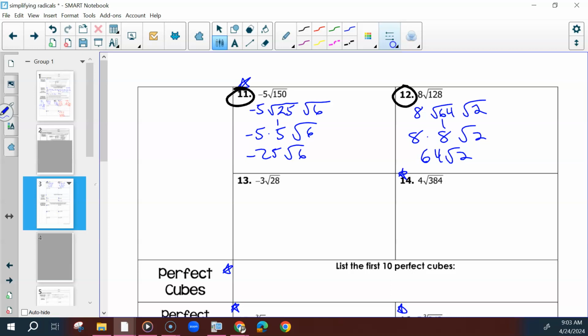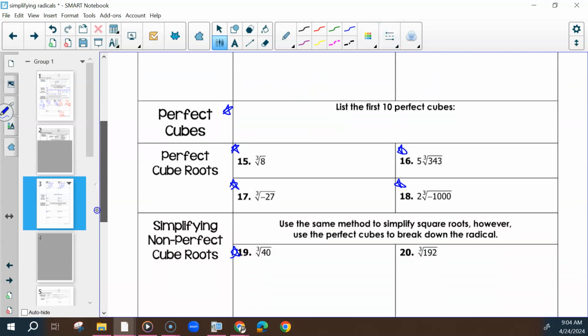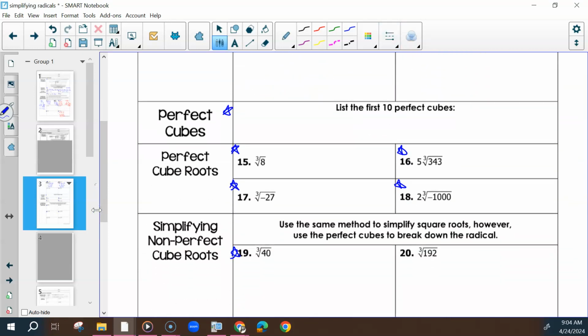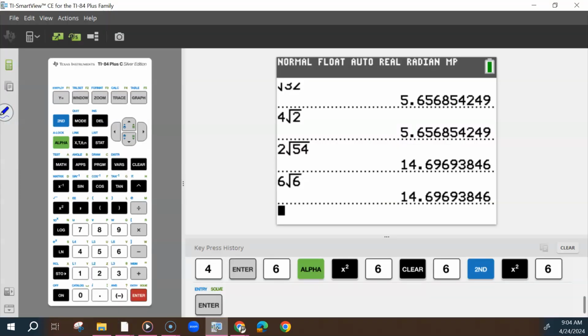Now we're going to take it up a notch. Now we're going to simplify perfect cube or cube root radicals. But in order to do that, we need to know the first 10 perfect cubes. Knowing the first 10 will get you a good amount of what you need to know. So if you're not sure what these are, in your calculator you can do the number and use this caret, hat, whatever you want to call it, and raise it to the third power.